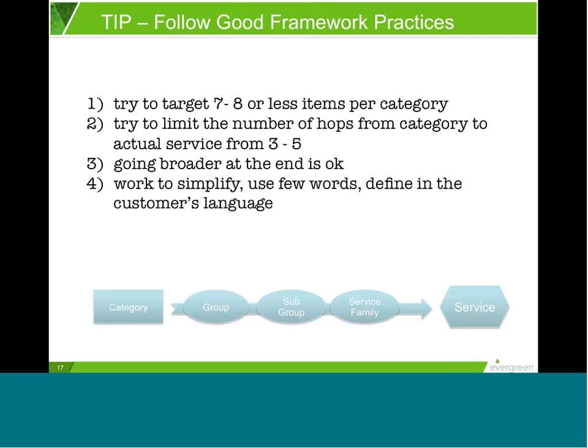Going broader at the very end, where the services or the requests are, is not all bad. You might even have 10 or 15 items there, sort of violating that rule, in services under a subgroup. Because you are drilling down to the customer's real focused interest level, they'll be okay with more options at that point. Then work to simplify, use as few words as possible, and then define the services in the customer's terms.